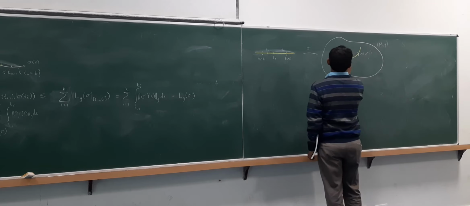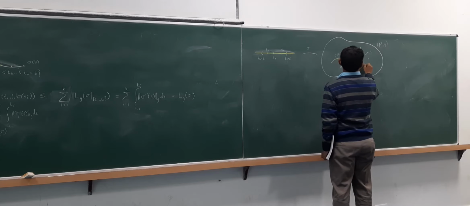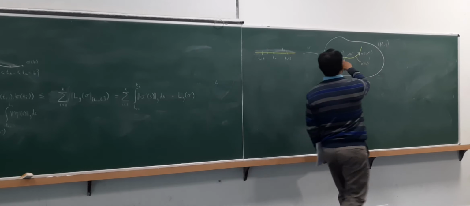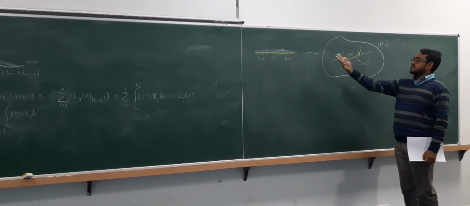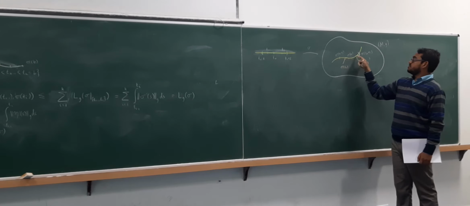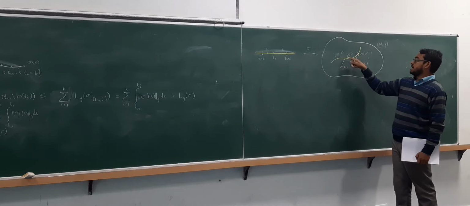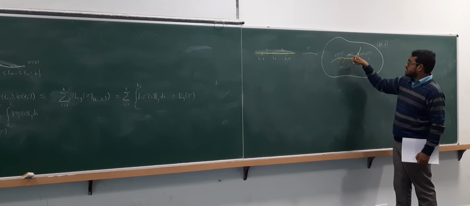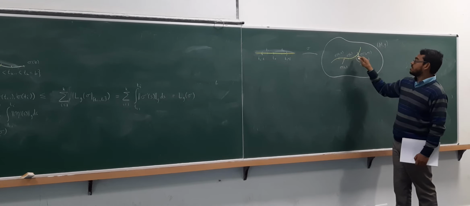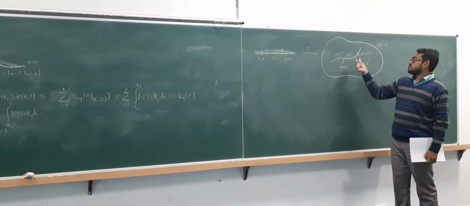This point is sigma of p1, and this point is sigma of p2. So the theorem is that if you restrict yourself to this interval, choose any two points, and look at the corresponding images in M, then the distance between these two points measured using the Riemannian metric g through all curves is actually minimized and realized by sigma restricted to this interval. So you cannot have another curve which has length shorter than sigma restricted to this interval. This is true for all such intervals.